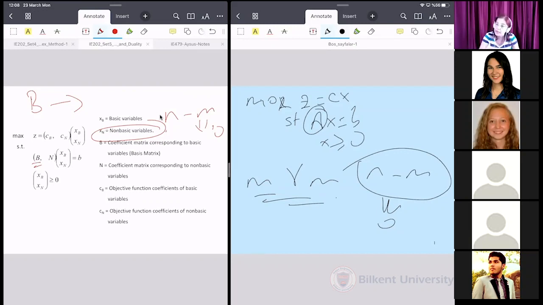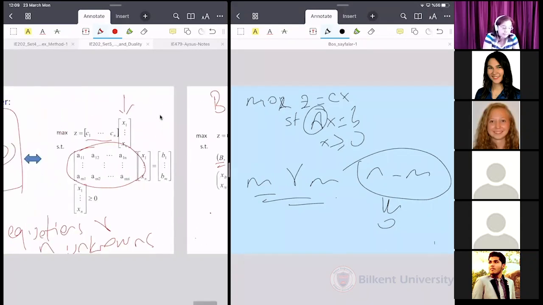Because we have more variables than equations, we just select enough of those extra variables and set them to 0 so that we can solve for the remaining ones. Each such solution will correspond to one of my corner points. This is just reminding you, you have already gone through these before, right? So that's what we do.